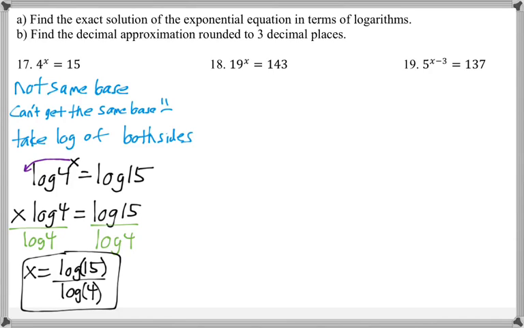To get the decimal approximation, I want to type this into my calculator. So I'm going to do log of 15 divided by log of 4. And they wanted me to round it to 3 decimal places. So this is approximately 1.953.